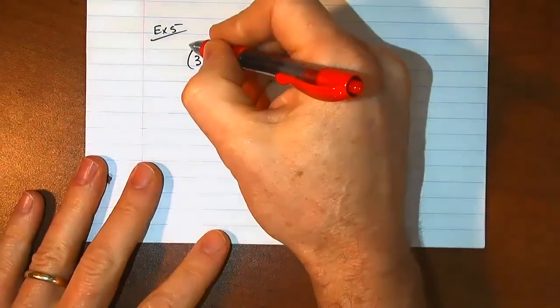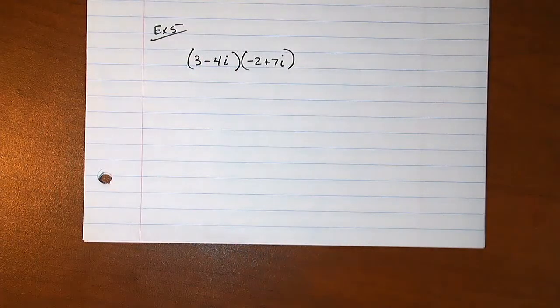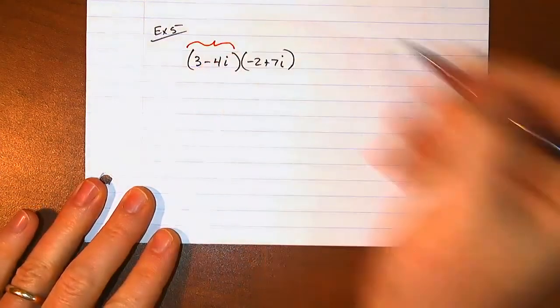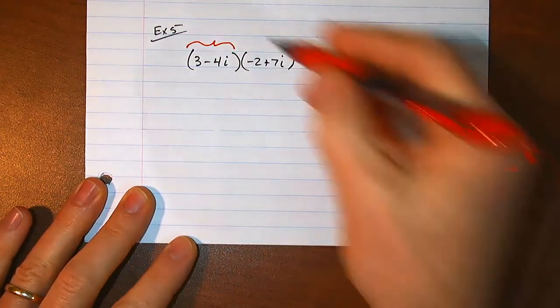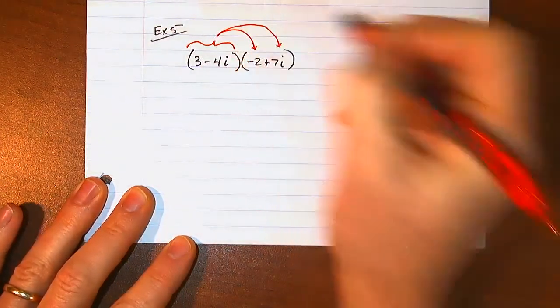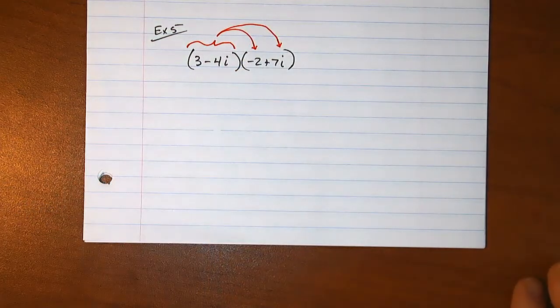So for those of you who learned FOIL, FOIL will still work with this also, so feel free to use FOIL. But the method that I prefer to teach is double distribution. So I'm going to take that whole thing as a single unit, and I'm going to distribute that whole thing to the two pieces, okay?